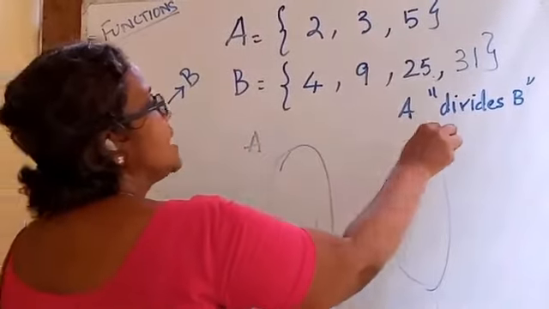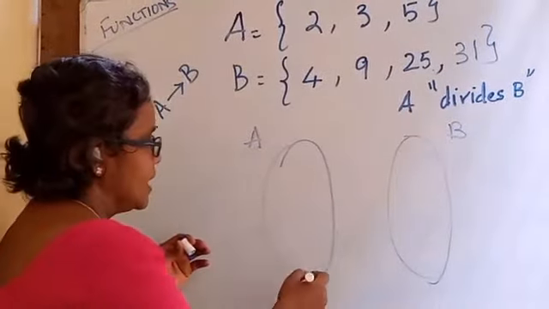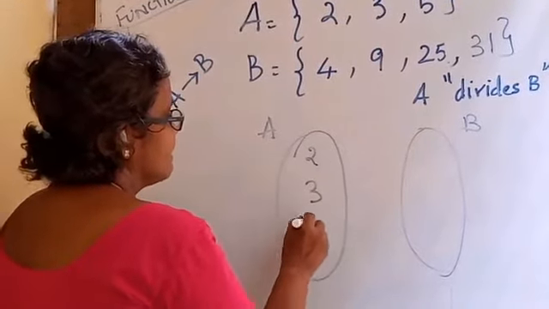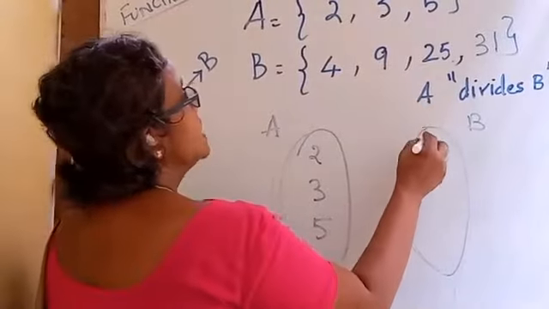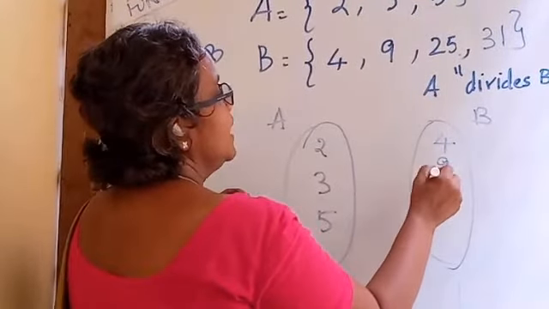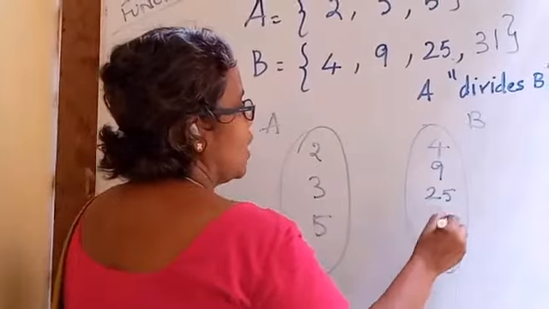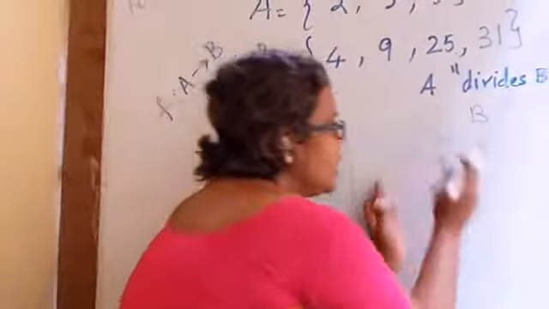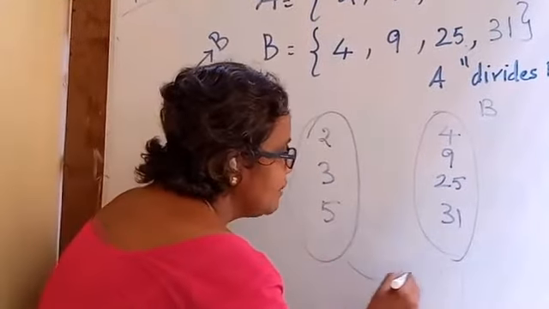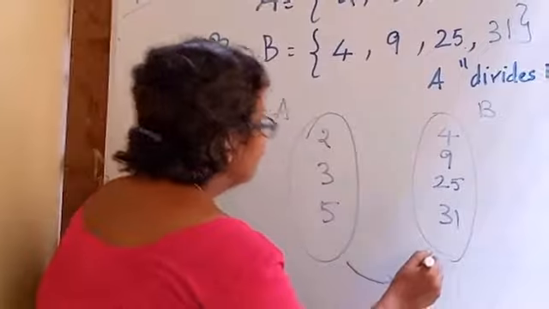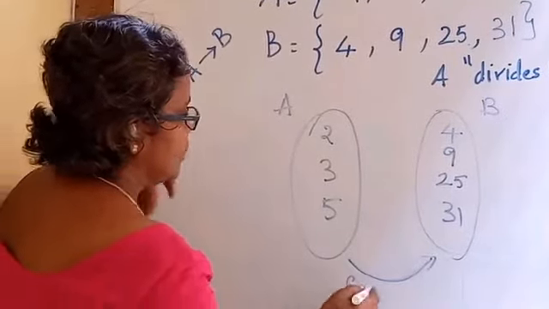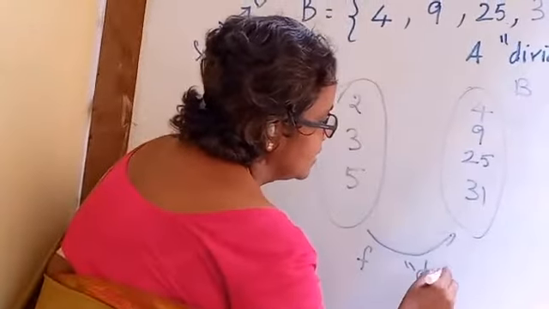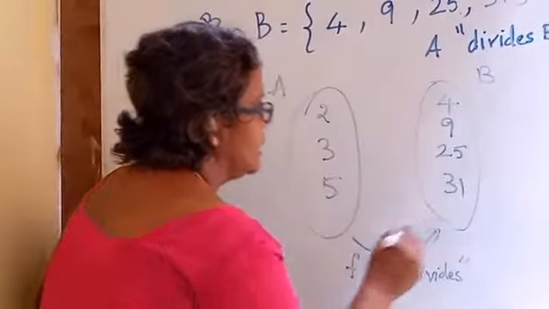So name this oval as A, this as B, and write all the elements within A like this. B has elements 4, 9, 25 and 31. Now we are going to map the elements of the domain with the codomain. Under what mapping? The mapping name is F here, or we can write it like this: divides. This is the formula, divides.